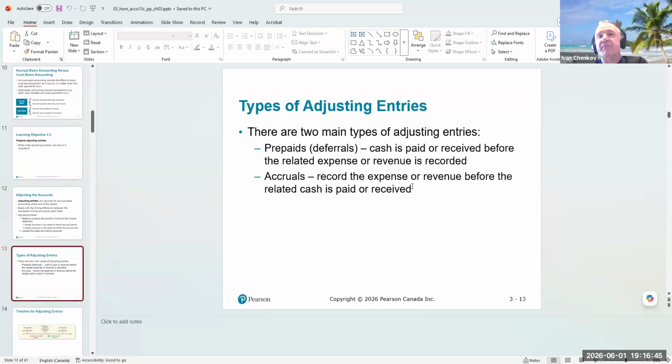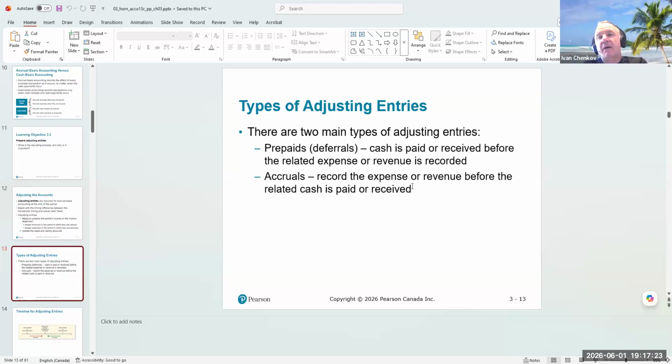We have different types of adjusting entries, but in reality, there are three main categories. They're pretty much the same, and actually there's one and there's the opposite. So it's all related to cash. In the first type of transaction, the cash has been received. Let's go with the prepaid, when we pay the cash upfront.